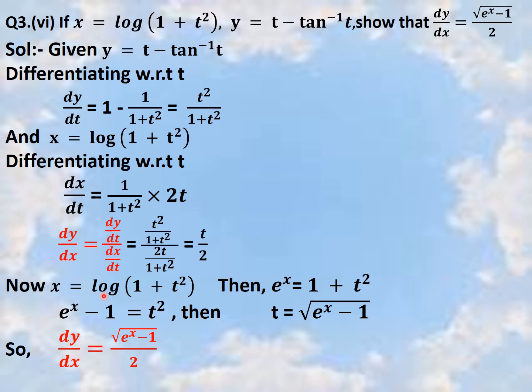e raised to x, exponential function e and logarithm are just reverse processes, so both will not exist, only 1 plus t square. Now e raised to x minus 1 is equal to t square, then t is equal to root of e raised to x minus 1. So dy by dx is what? t upon 2. So we have root of e raised to x minus 1 upon 2.